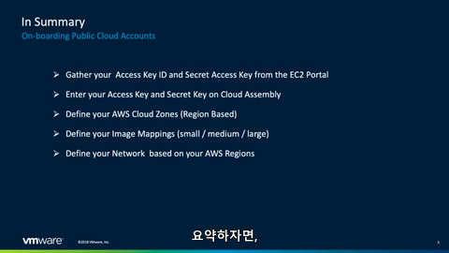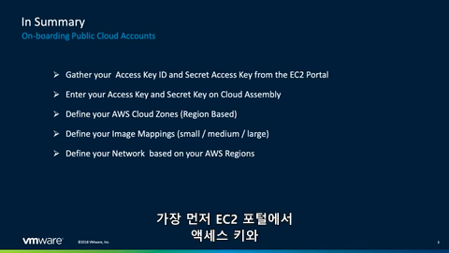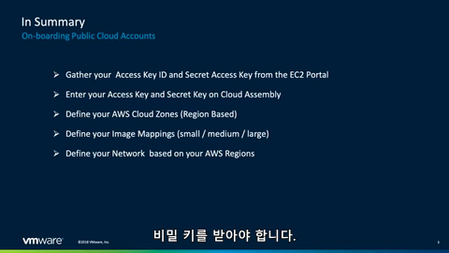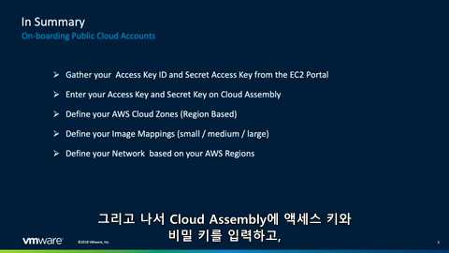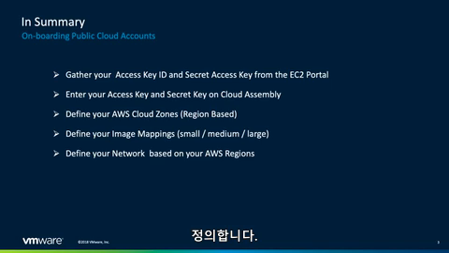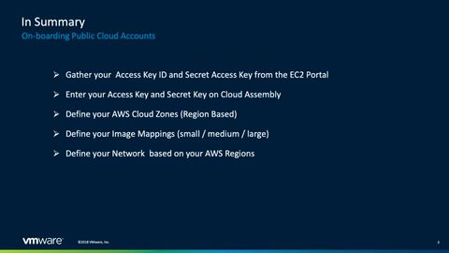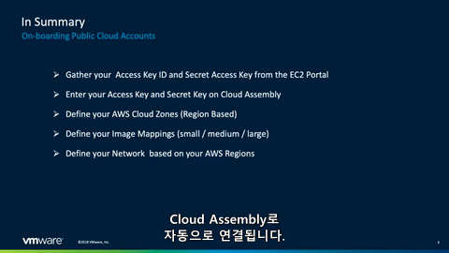In summary, in order for you to onboard a public cloud account for AWS, the first thing you need to do is gather your access key and secret key from the EC2 portal. Then you enter your access key and secret key on Cloud Assembly. Then you define your AWS cloud account zones. Those are region-based. Then you define your image mappings, small, medium, and large. And then finally, you define your network based on your AWS region. Remember, the networks will come automatically from your AWS account into Cloud Assembly.